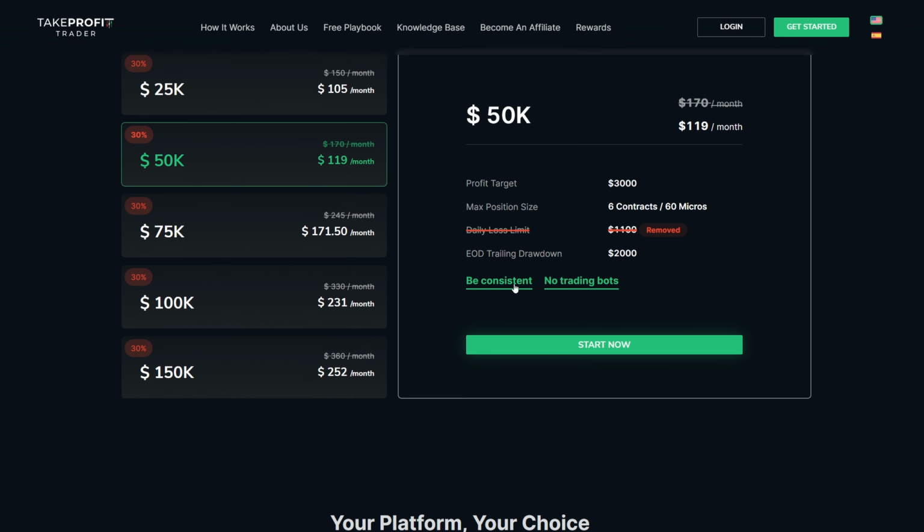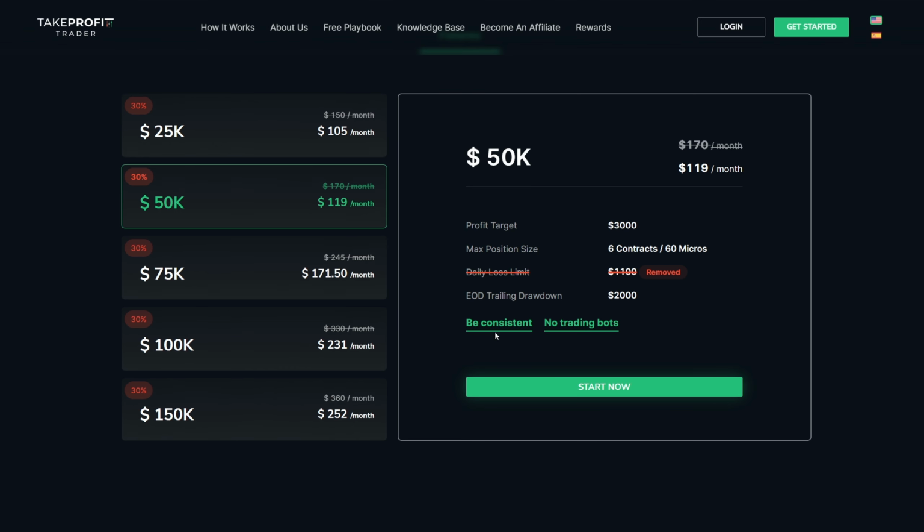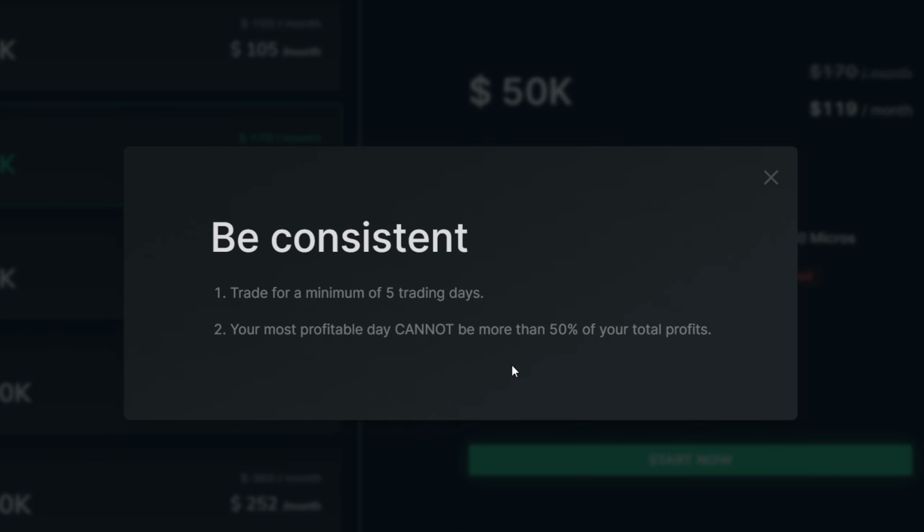Now, let's talk about another con. If we come right back up here onto the pricing page where it says be consistent, number two, your most profitable day cannot be more than 50% of your total profit. So in the evaluation phase, there is a consistency rule. No one day can be greater than 50% of the total profit.